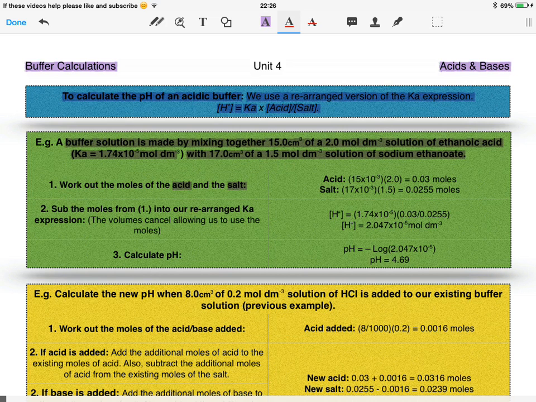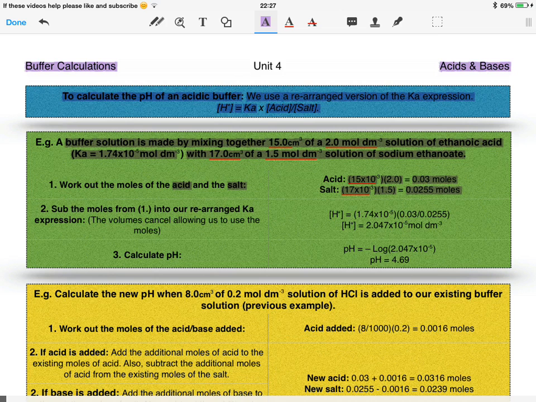For the acid, we get the volume and the concentration and times these together, not forgetting to convert the volume into decimeters. This gives us 15 times 10 to the minus 3 times 2, to give us 0.03 moles. For the salt, we do the same steps: the volume times the concentration, again not forgetting to convert into decimeters. So we get 17 times 10 to the minus 3 times 1.5, and this gives us 0.0255 moles.